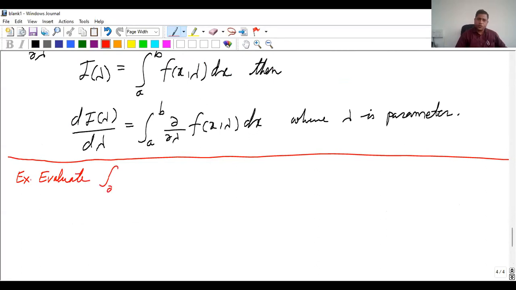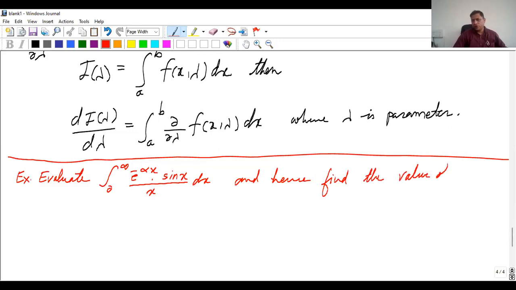Evaluate the integral from 0 to infinity of e raised to minus alpha x, sin x upon x dx, and hence find the value of the integral from 0 to infinity of sin x upon x dx. So this is what we have to find.